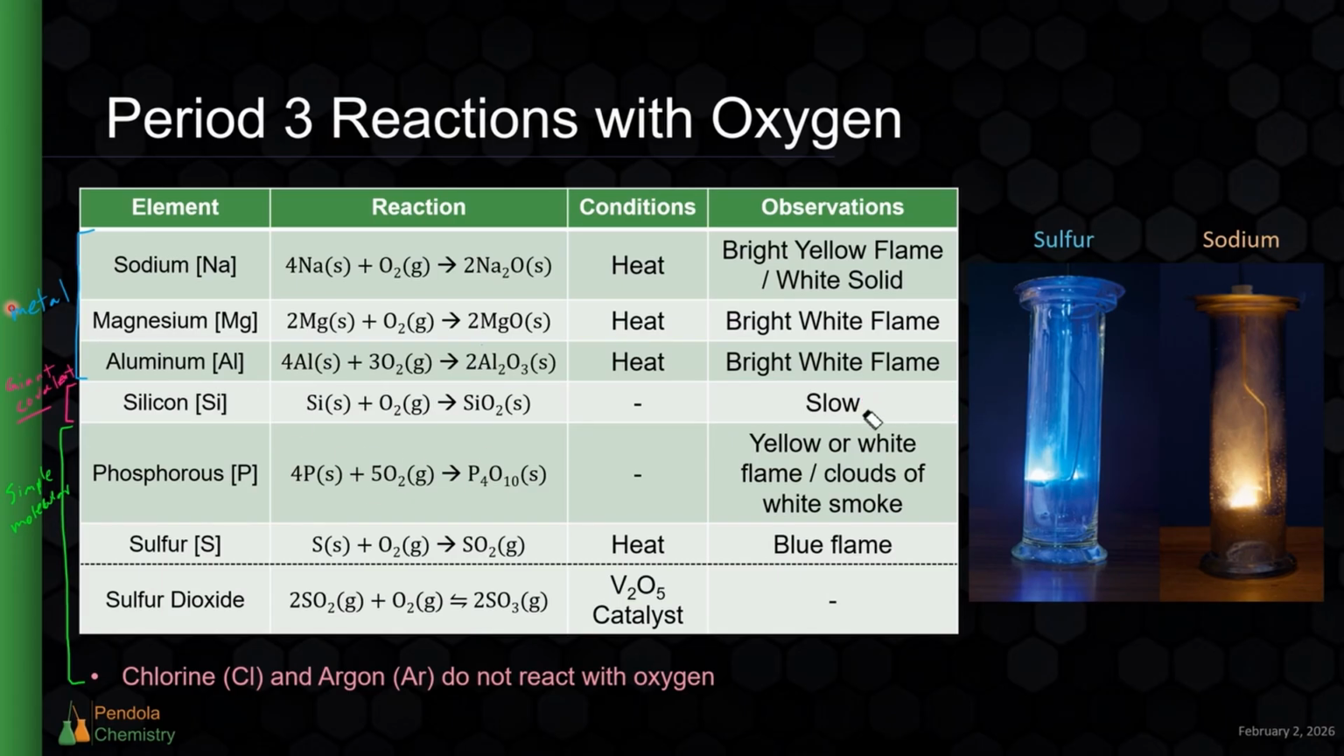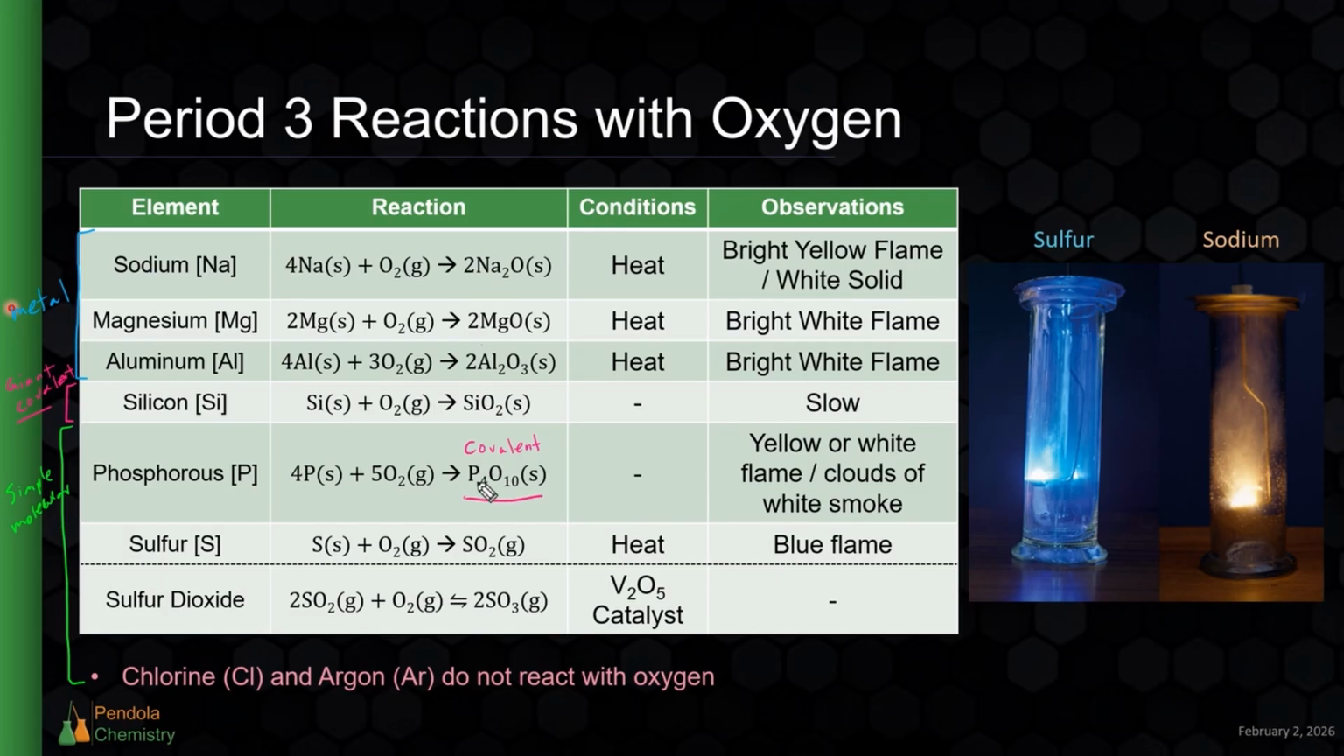Now let's move on to the simple molecular substances, phosphorus and sulfur. Because they are nonmetals, they are going to form covalent products. When we burn phosphorus in oxygen, what it creates is P4O10. This is a completely covalent compound. This is not in any way, shape, or form oxide ions. This is a completely covalent structure.